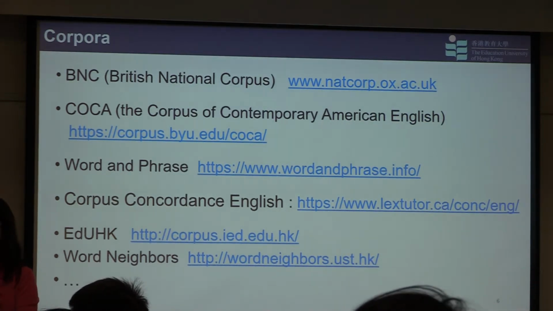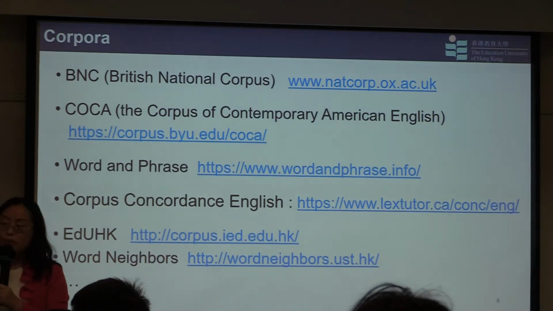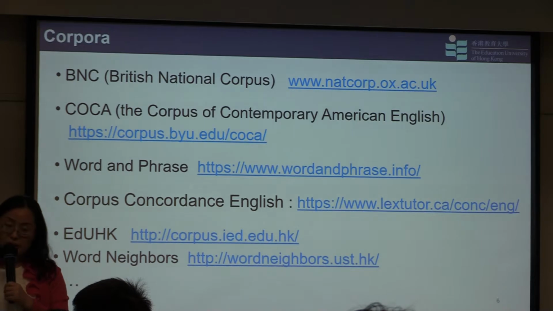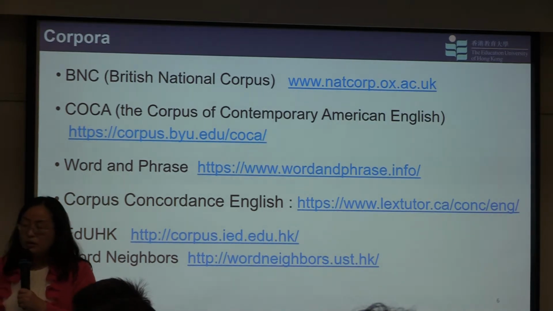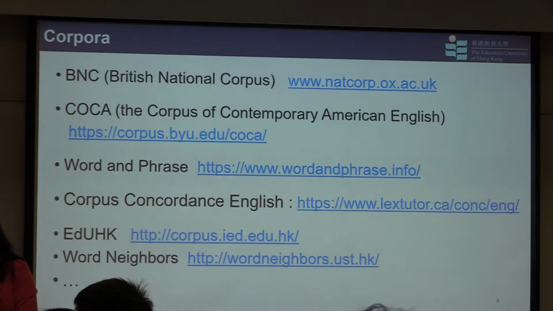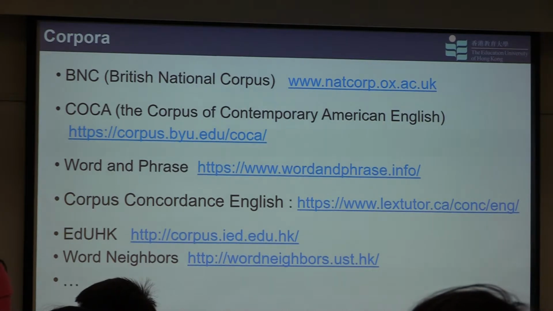And the COCA. COCA is actually equivalent to BNC, but it only collects American English, okay? The structure is very similar to BNC. It also contains five genres of language: fiction, magazine, newspaper, academic writing, spoken, okay? That's much larger, five times larger, so 500 million words. And Word and Phrase is based on COCA, so it only contains American English.